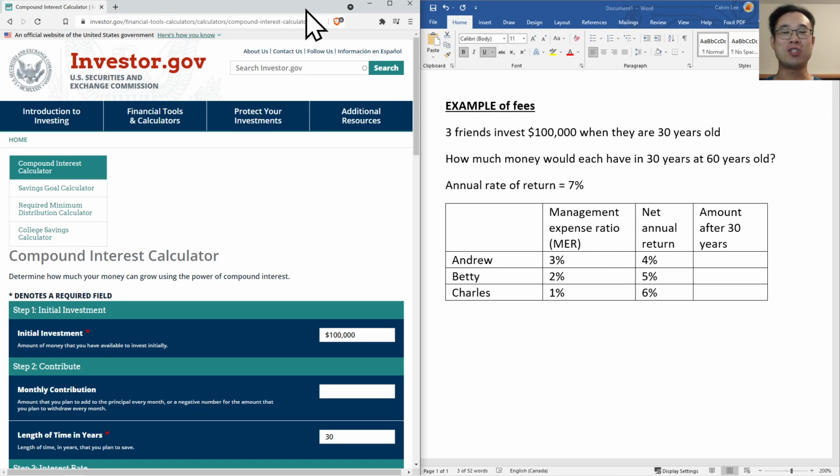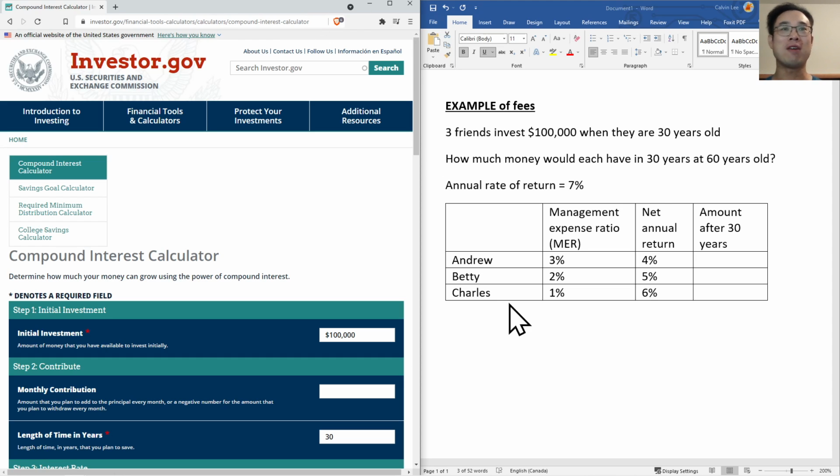In this video I want to show you the power of compound interest and the impact of fees on your investments. In this particular example, we're going to take a look at three different friends who all invest $100,000 when they're 30 years old. They decide to put it in their investment for 30 years, and we want to see how much each would have after 30 years at 60 years old. Assume that each one of them gets an annual return of 7%.